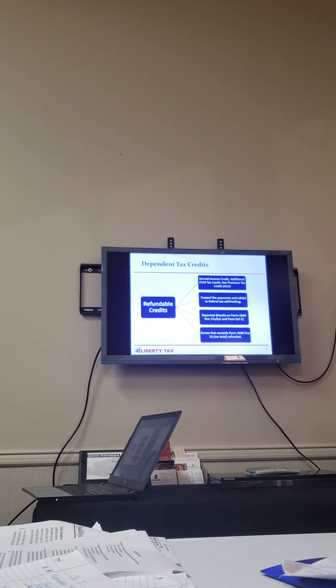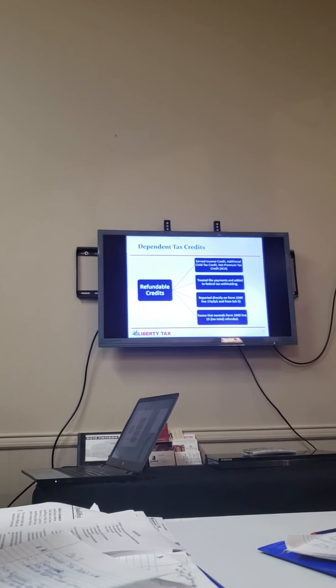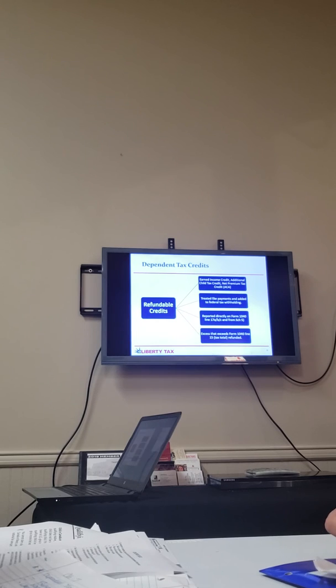Any general questions about the difference in a refundable and a non-refundable? Obviously, to qualify for all these, there's going to be all different rules, all different things to them.